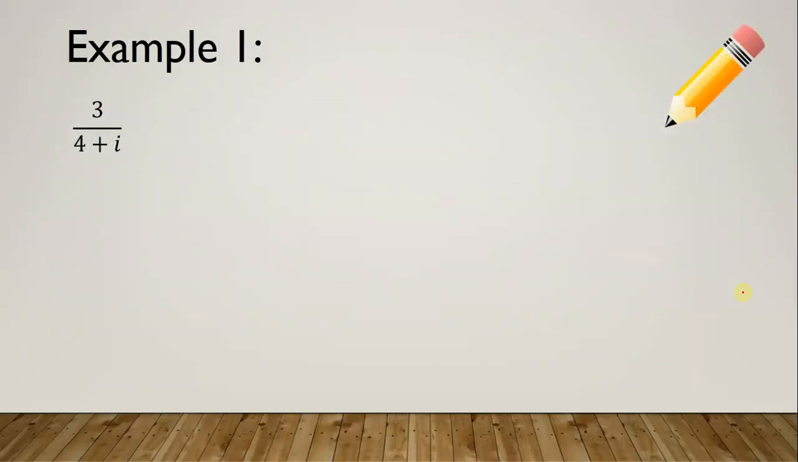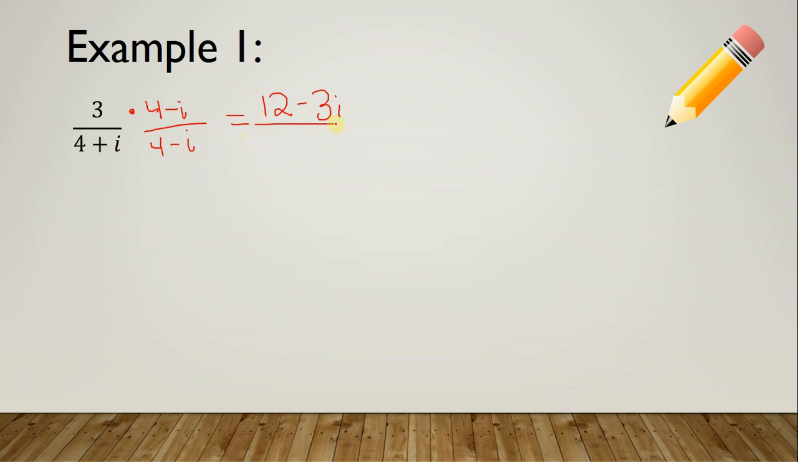Let's try an example. So I have 3 over 4 plus I. What we're going to first do, we can't have this I in the denominator. So we're going to multiply the top and the bottom by a very fancy form of 1. And that fancy form of 1 is explicitly chosen to be the denominator, but with the sign changed in the middle. Why? You'll see in a moment. It will actually make our I's cancel out. So let's multiply the 3 into the numerator here. So that would be 12 minus 3i.